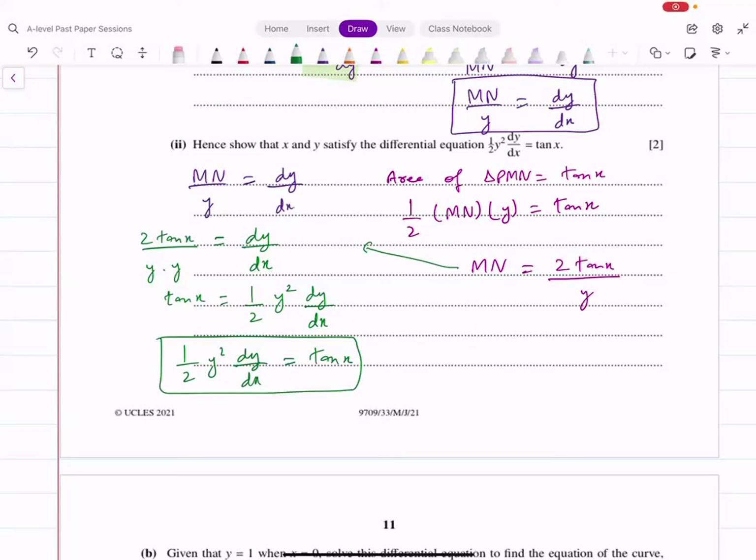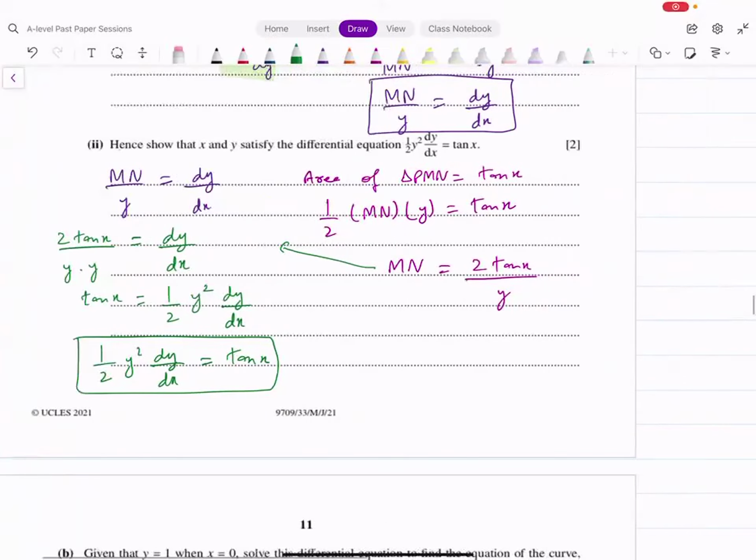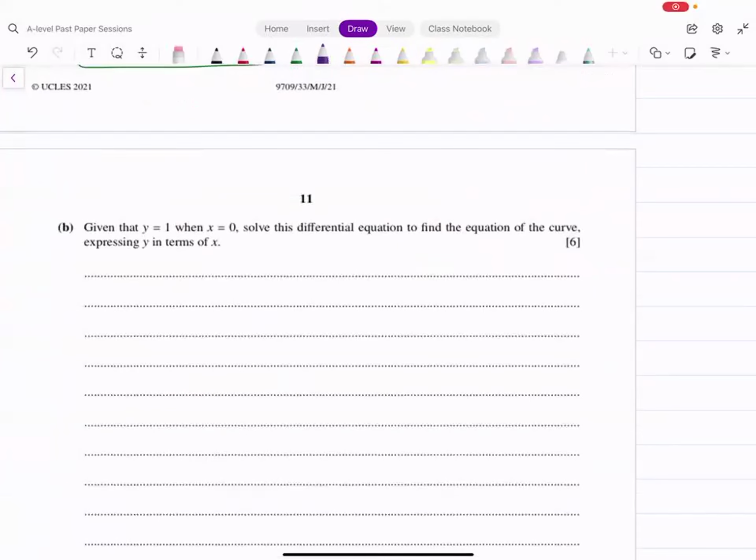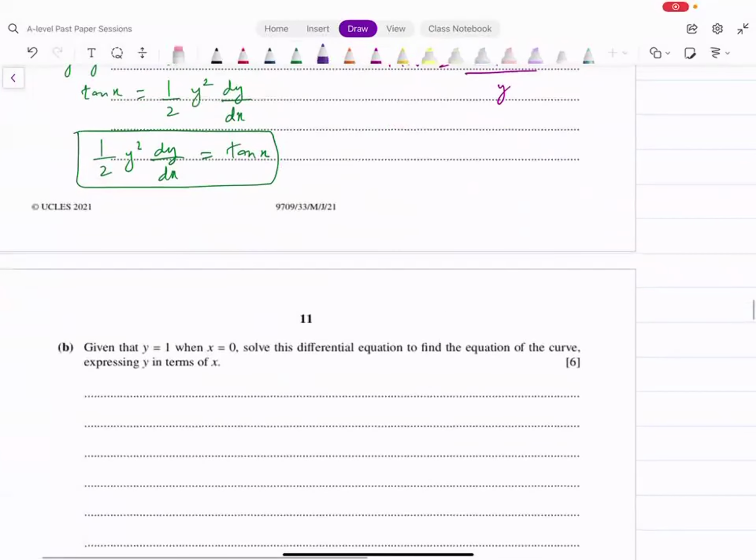All right, ये आपका second part हो गया. Let's move on to the next part. अब next part देखें. It says given that y equals 1 when x equals 0, solve this differential equation to find the equation of the curve expressing y in terms of x.